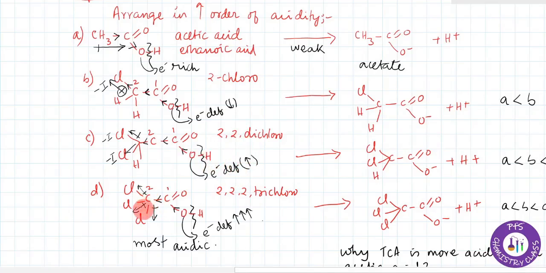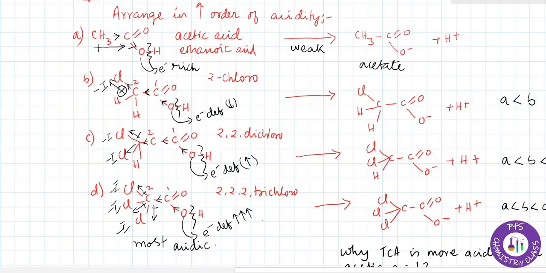Again, the same explanation, when you project it to 2,2,2 trichloroacetic acid, you will have 3 chlorine atoms exhibiting 3 minus I effects, a very strong effect. So 3 chlorine atoms pull electrons very strongly, therefore O will experience very high electron deficiency and therefore this bond will immediately break when compared to all these 3 bonds. So this will be the most acidic, therefore A is less than B is less than C is less than D. So we can predict the acidic nature of the acids based on the inductive effect.